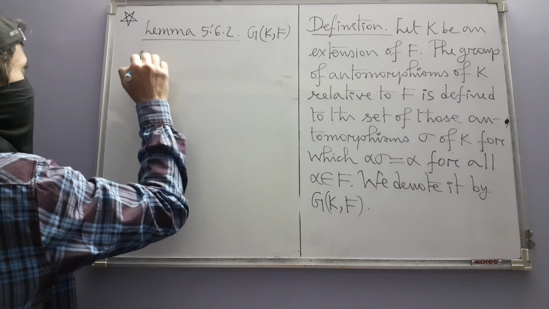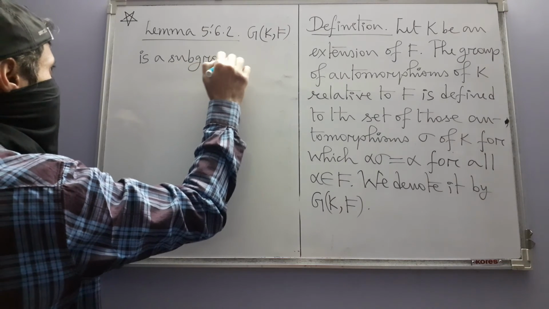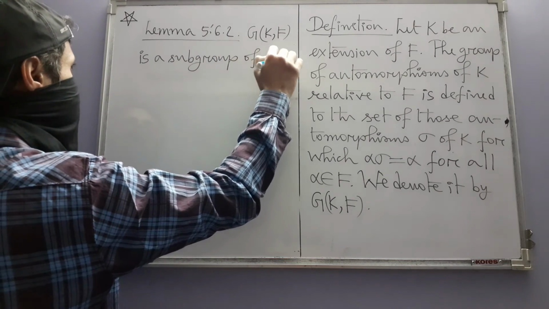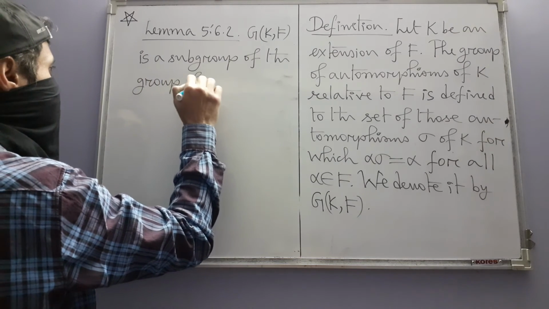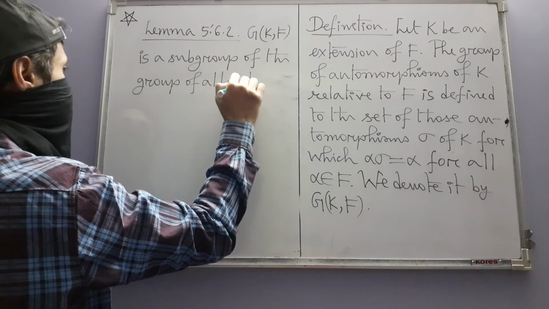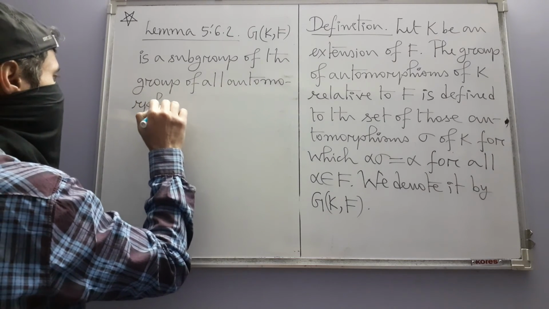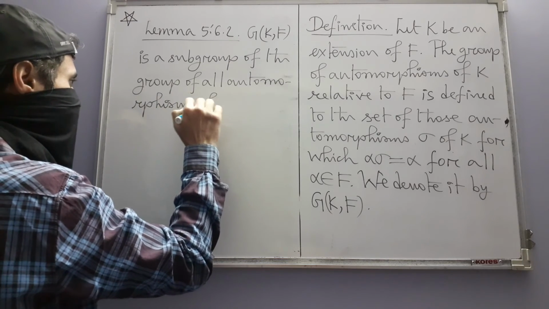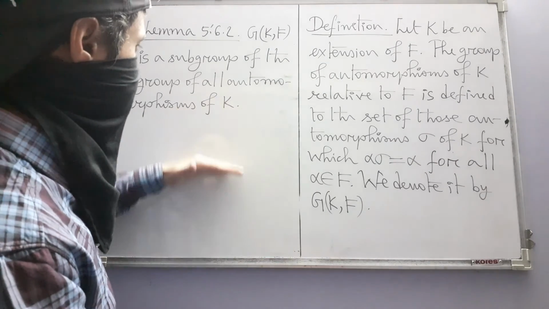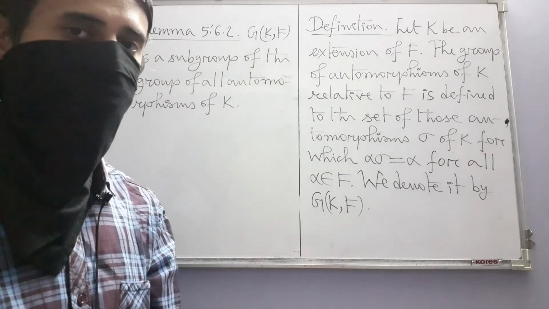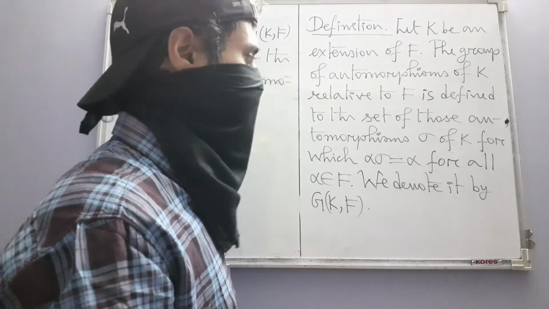So this is the second lemma. GKF is a subgroup of the group of all automorphisms of K. Okay, the proof of this lemma is your homework. And that's just it for tonight in this video.